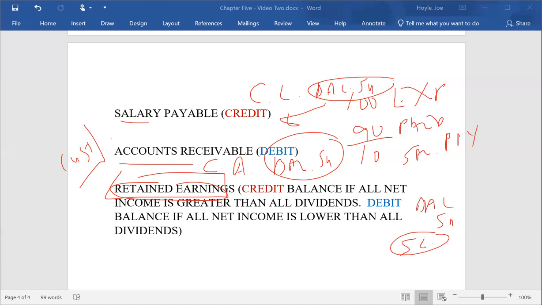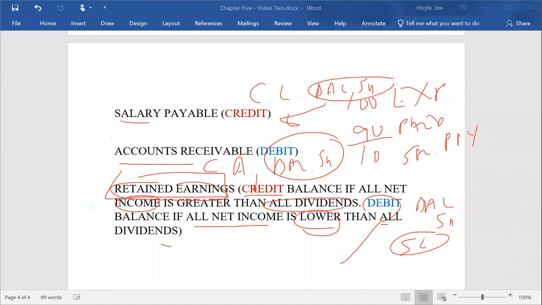Now, the retained earnings can be a credit balance if the net income is greater than all dividends, then that number is a credit. On the other hand, if the company has not done so well, if all net income is lower than all dividends, then that number is reported as a debit. Retained earnings means all of the net income since the company first began operating, less all of the dividends since the company first began its operations.